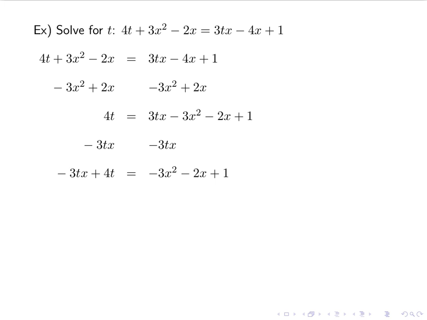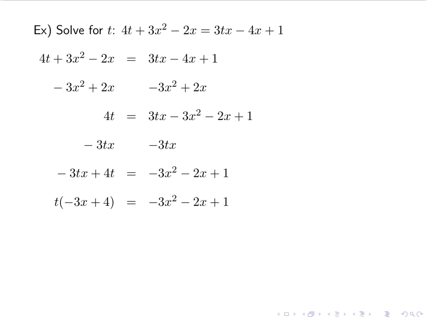So now everything on the left has a t. Notice that we can't actually combine them like we did before, so it's just negative 3tx plus 4t. But again, everything has a t, and the reason that we do that is because now everything has a t, I can factor it out. So that next step is to factor out the t, the thing that we're looking for. This is usually the step that people forget or they get confused on what to do next.